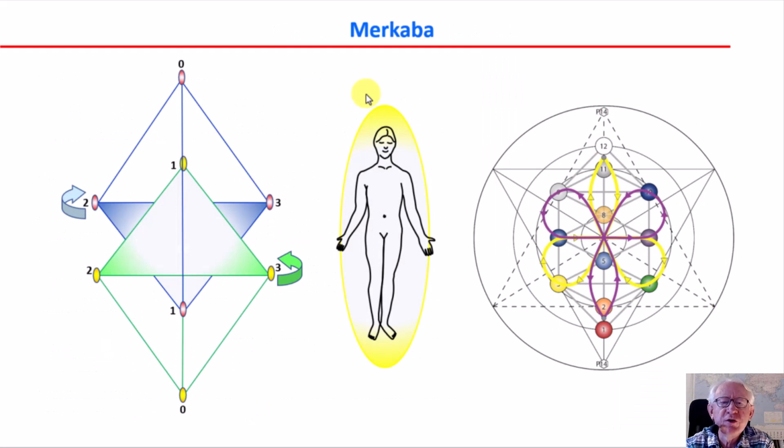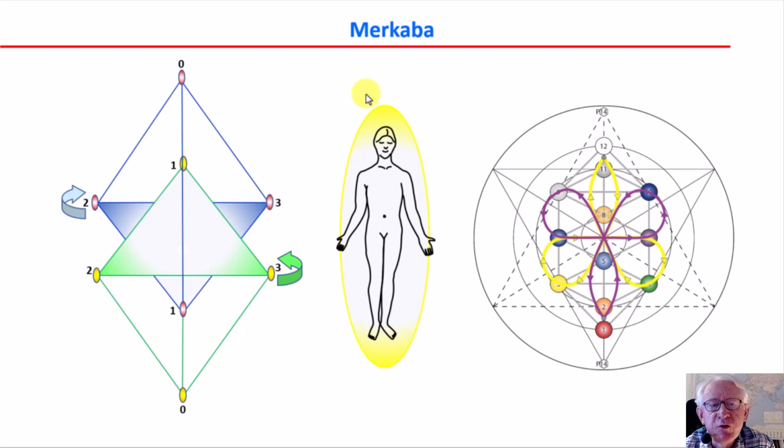Now we take a brief look at a different topic, the topic of Merkaba. Merkaba is a system for distributing dimensional energies. Now these dimensional energies arise in two polarized forms. One polarity is electrical and the other polarity is magnetic.